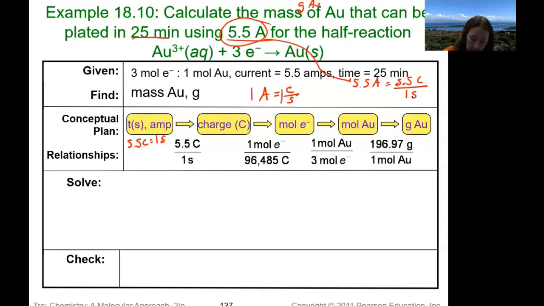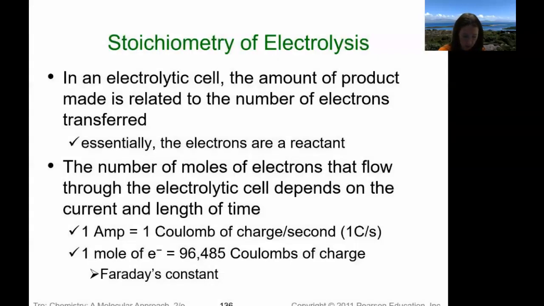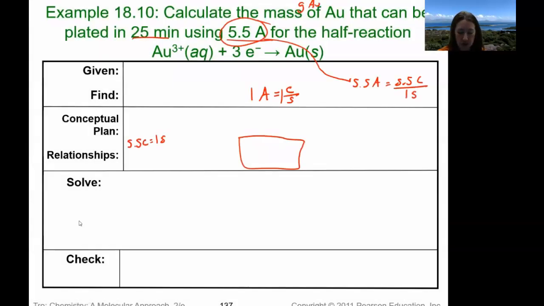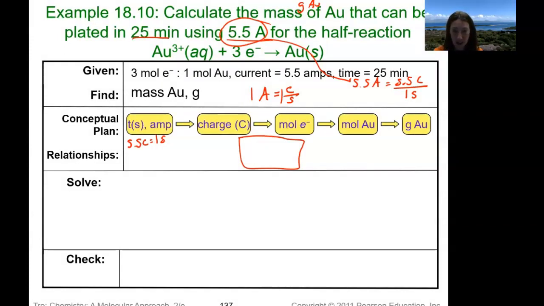Here's the other conversion I just showed you. 1 mole is 96,485 coulombs. Right, here's this one right here. 1 mole is this many coulombs. Right, so those are just your 2 new conversions. But otherwise, it's literally just straight stoichiometry, right? And so when you start this, those are your conversions.